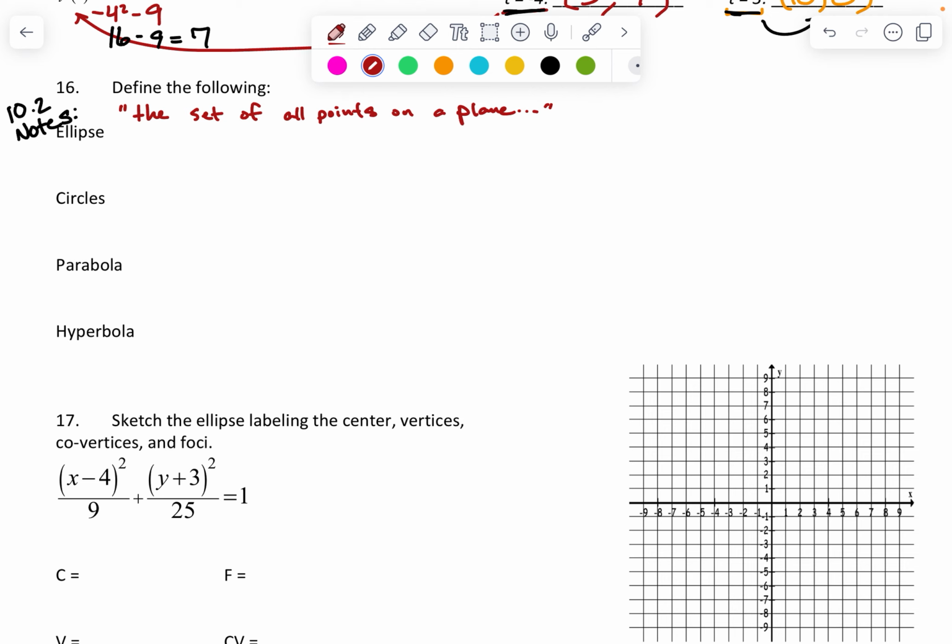So for an ellipse, it's the set of all points on a plane for which the sum of the distances to two fixed points, those two fixed points being the foci, the focus points, is constant.